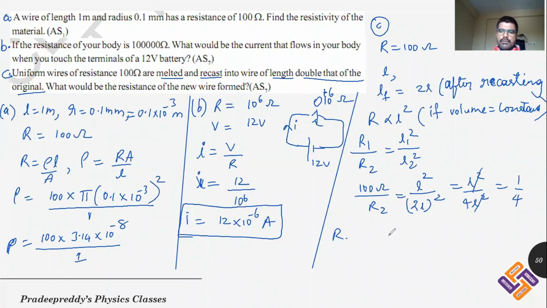So R2 is equal to 100 into 4, which is equal to 400 ohm. That is the new resistance of the wire. After recasting, its resistance increases to 4 times.